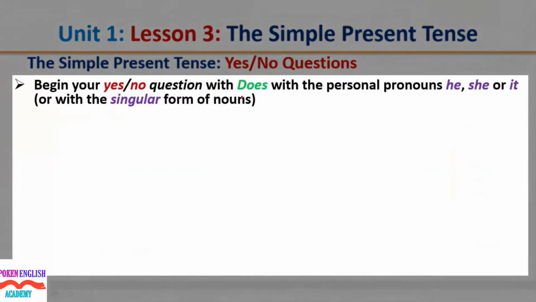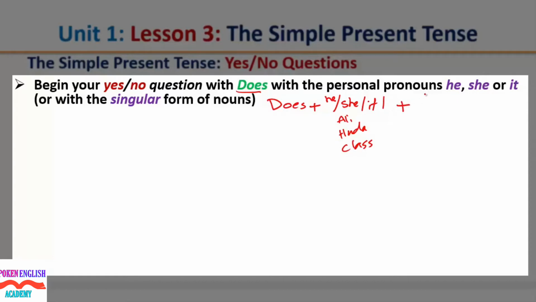Begin your yes no question with does with the personal pronouns he, she, or it, or with the singular form of nouns. So start your question with does plus he or she or it, or we can use a noun, for example, Ali, Huda, class, etc. Plus the base form of the verb. The base form of the verb. And then complete your question.